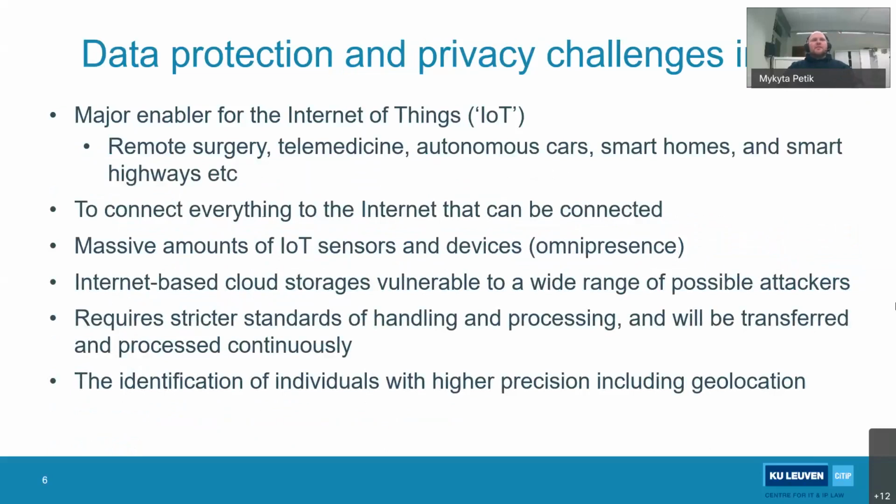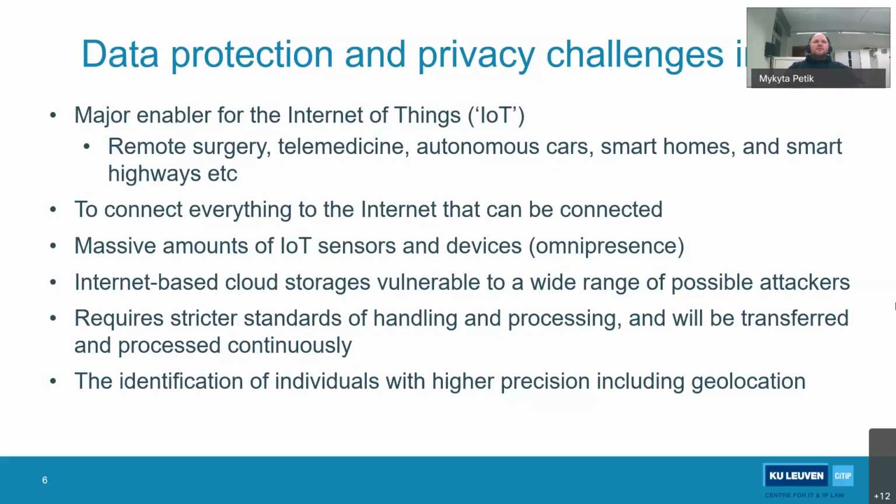So what are the main challenges we can mention? 5G is a major enabler for the Internet of Things. And it includes, as I mentioned before, remote surgery, telemedicine, autonomous cars, smart homes, smart highways, etc. So in the future, our smart cities, autonomous cars, autonomous trucks, delivery of goods, logistics, and medical services are all going to rely on 5G. Perhaps not entirely, but 5G provides speed and low latency, and that's what makes these technologies possible. That's why 5G is a major enabler. And obviously, you can imagine how much of that data, medical data, logistics data, can be accessed by possible attackers and stolen, and that's why privacy is important.